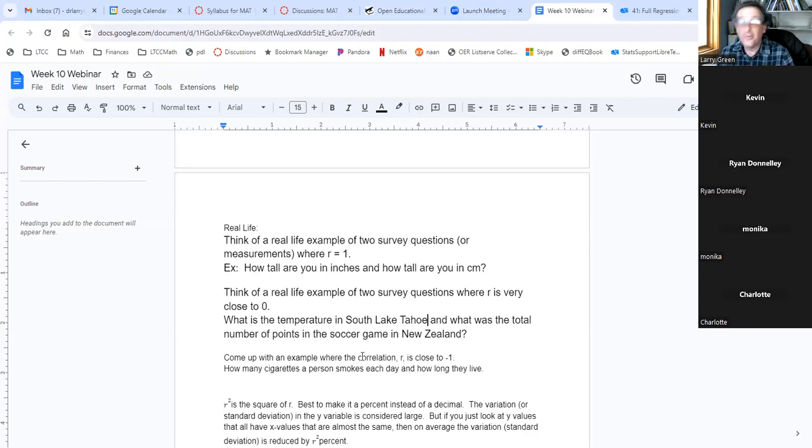Okay. Now, I don't know with 100% certainty, but I can't imagine that knowing what the temperature is here in South Lake Tahoe would tell you anything about some soccer game score in a high school in New Zealand. Okay, let's see if you can come up with an example of two variables where R is very close to 0. So there's pretty much no real correlation.